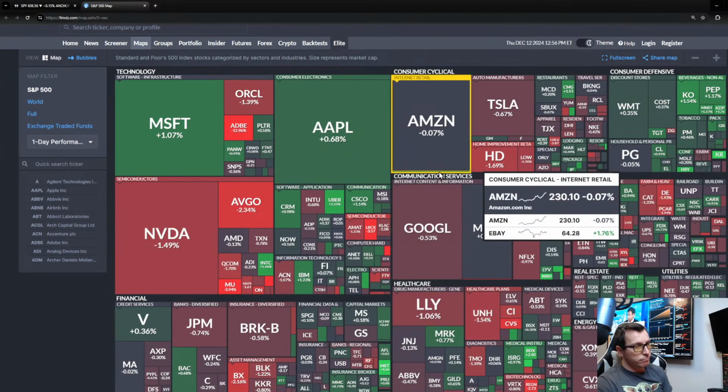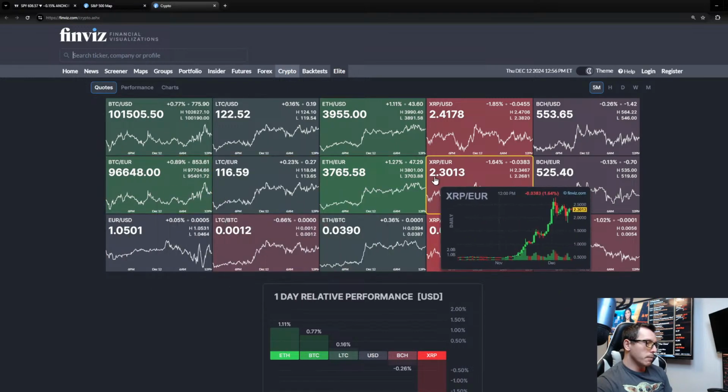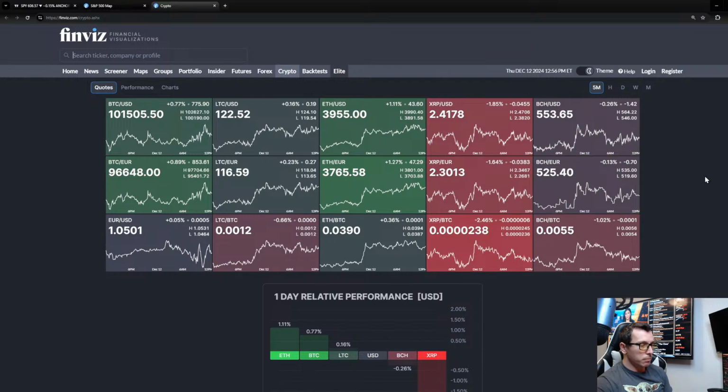So, heat map. Cool. Let's go over to the crypto heat map, see how that's doing today. So Bitcoin green, Ethereum, Euro green. We don't care about those euros. No, I'm kidding, but yeah. XRP, red. Yep.